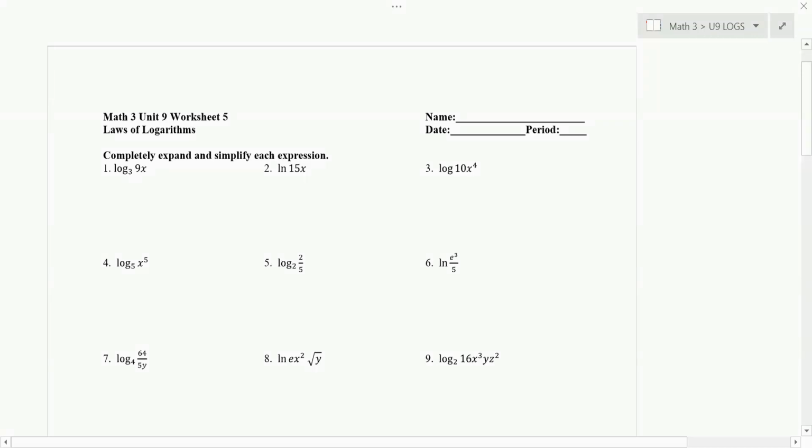Going to go over some problems from the Math 3 Unit 9 Worksheet 5, which is on the laws of logarithms. For the first part, it asks to completely expand and simplify each expression.